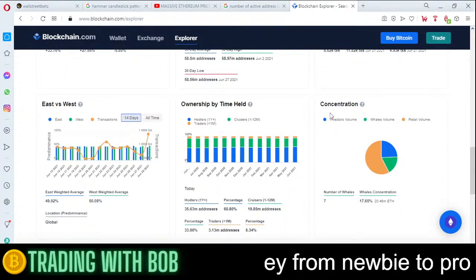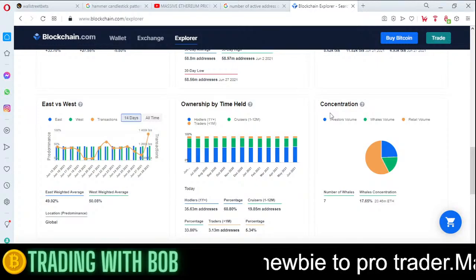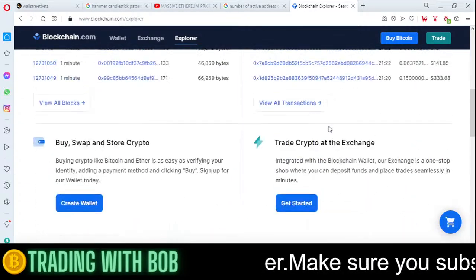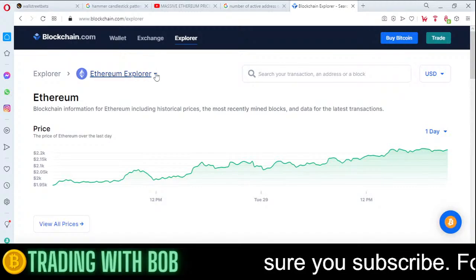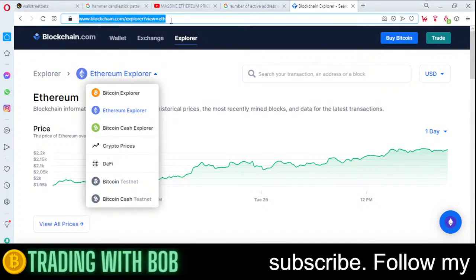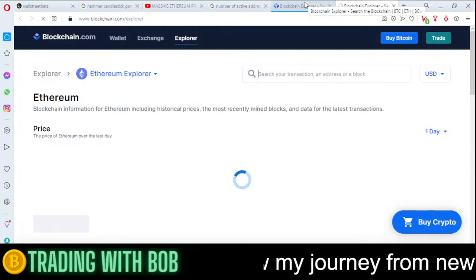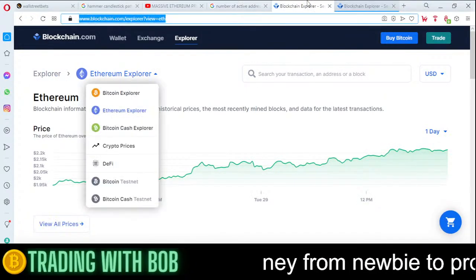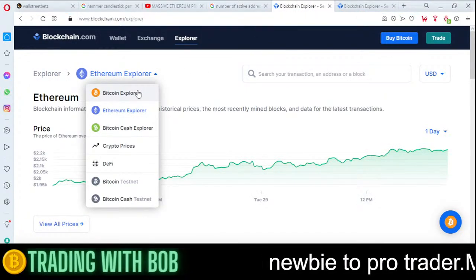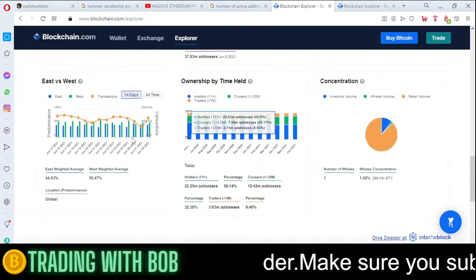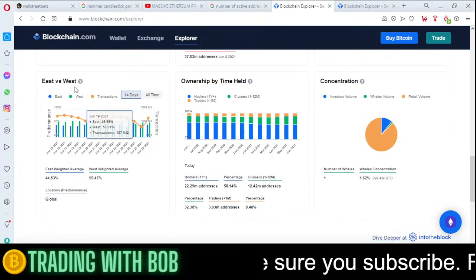Maybe it's because Bitcoin's way more popular than Ethereum, maybe. But that's the only thing I don't understand. Why does Bitcoin have a higher market cap than Ethereum? Well, let's try and compare it. Let's see, East versus West.